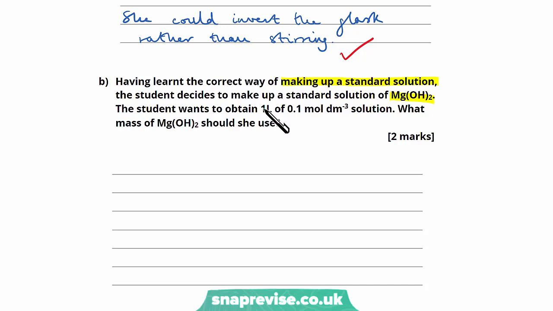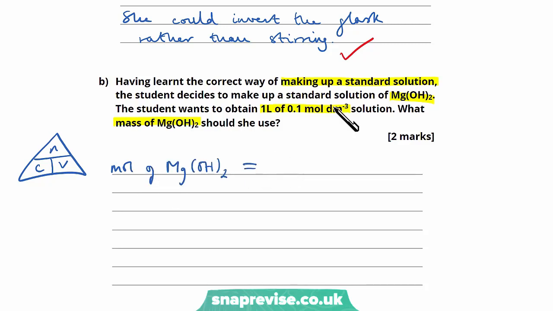The student wants to obtain 1 litre of 0.1 moles per decimeter cubed solution. What mass of magnesium hydroxide should she use? Let's first of all draw out the pyramid that we're going to need. We know that the number of moles is equal to the concentration multiplied by the volume, so we can go ahead and calculate the number of moles of magnesium hydroxide in the solution.